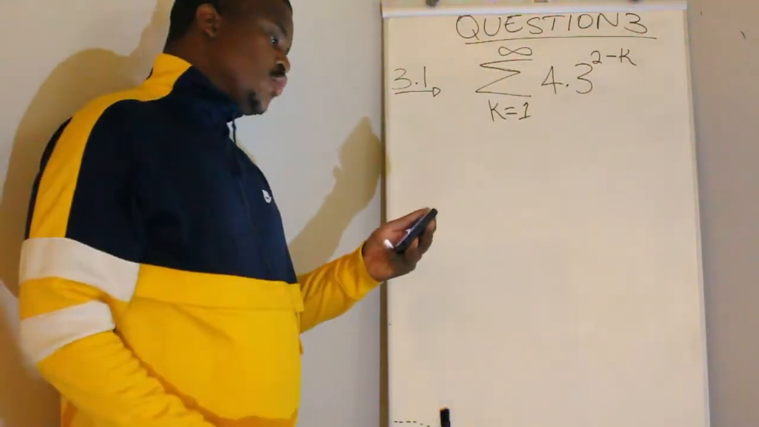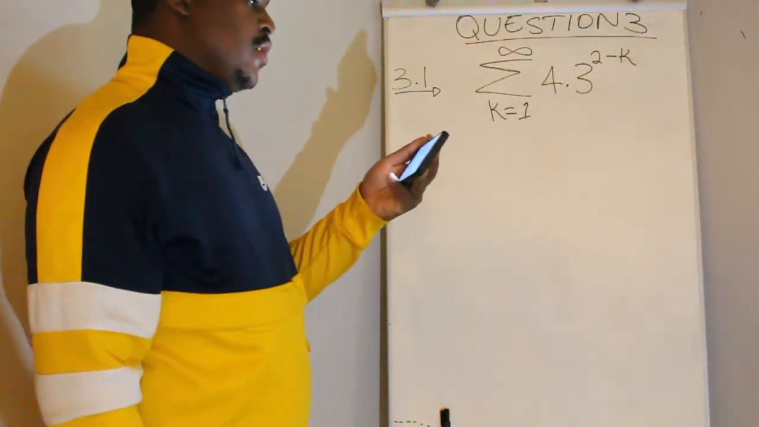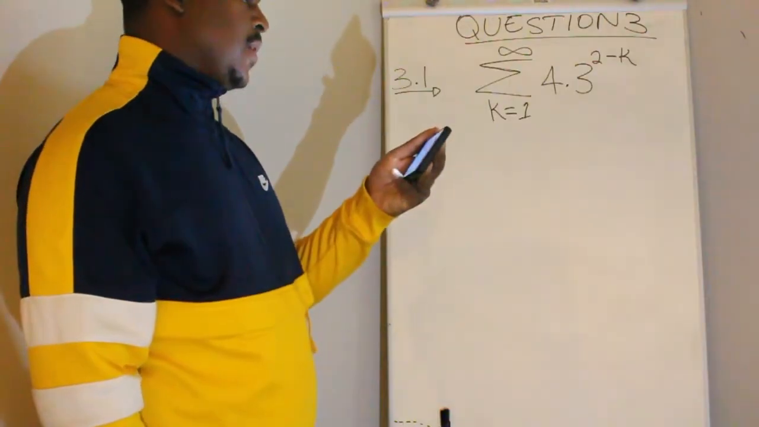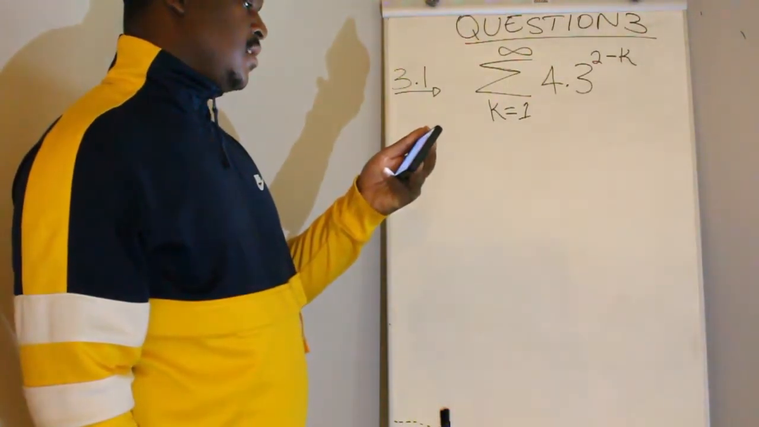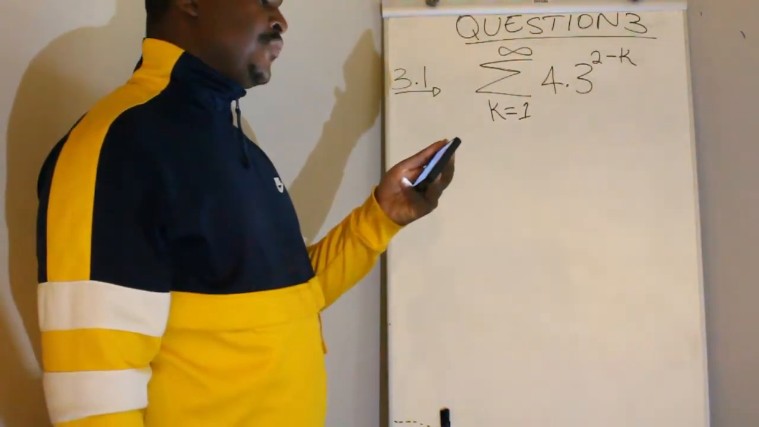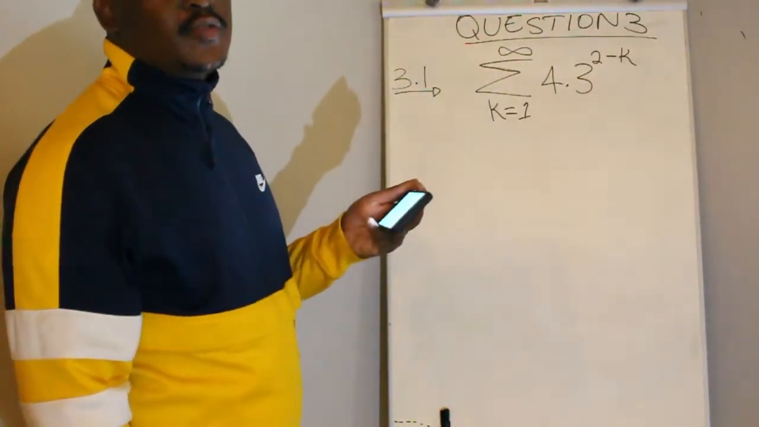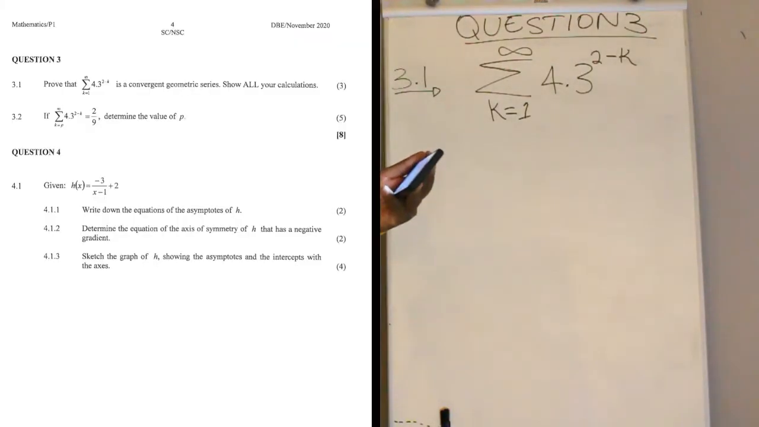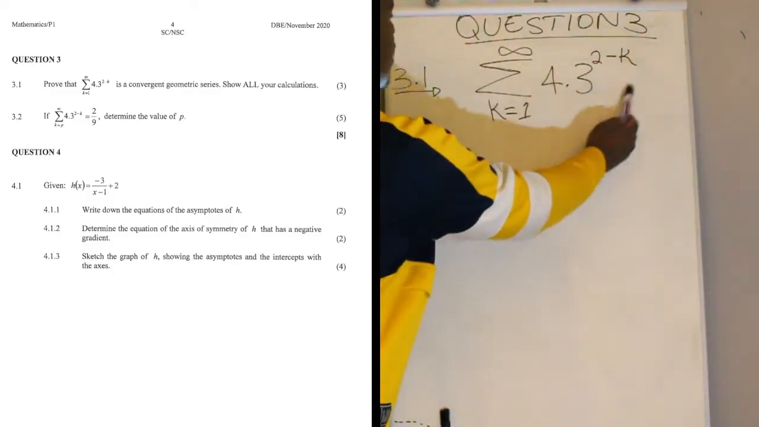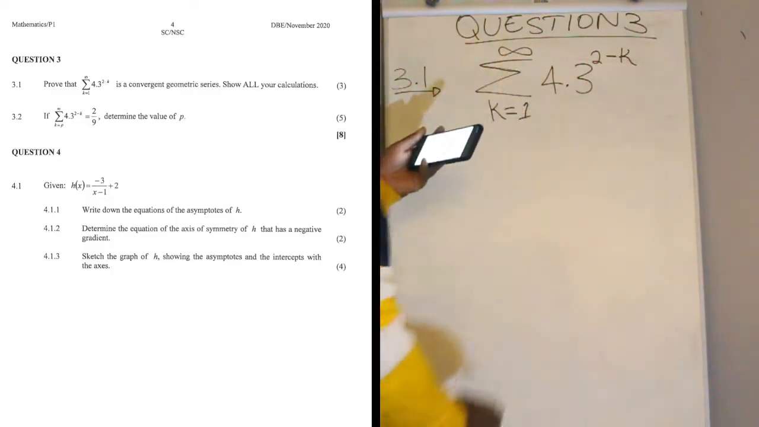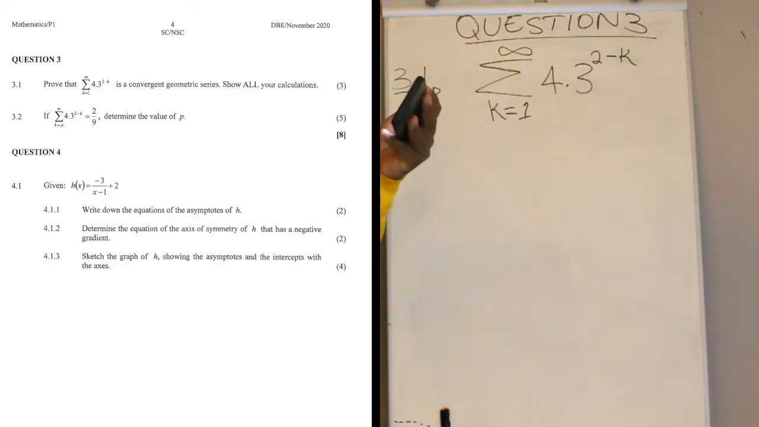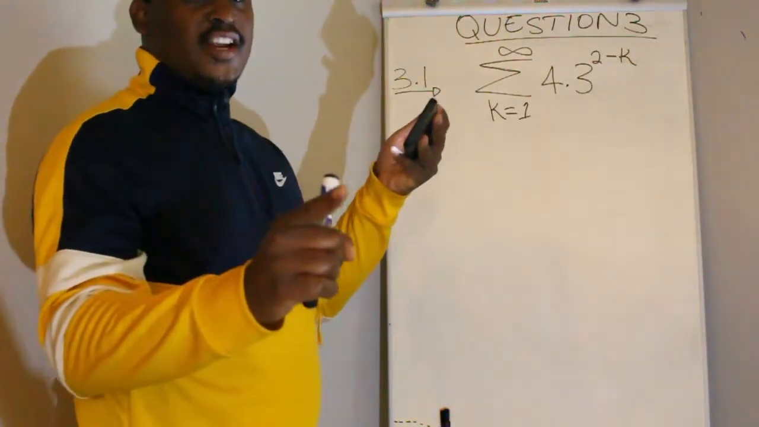Okay, so we're going to do the November 2020 question paper, question 3, Mathematics Paper 1. So the first question, which is 3.1, reads as follows: Prove that the sum of this sequence from k equals 1 to infinity is a convergent geometric series. Show all your calculations. I'm going to read it again.